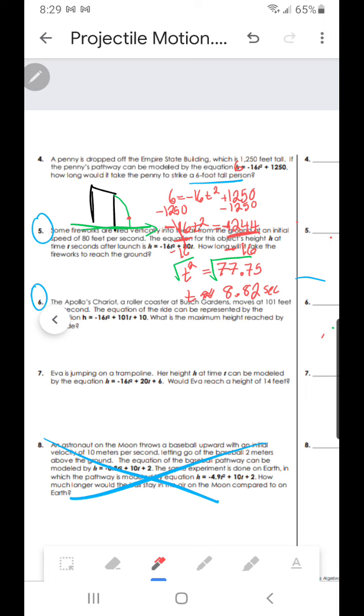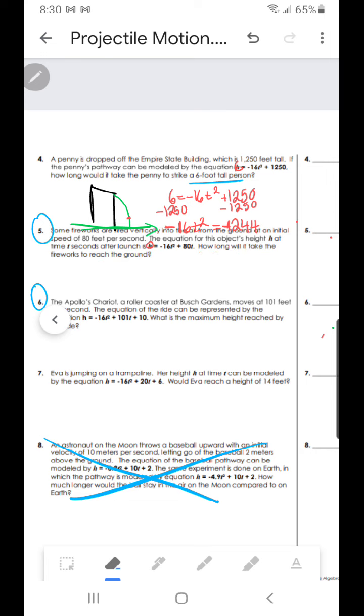Okay, I'm going to leave 5 and 6 for you. Now 5, be careful. You have to read exactly what it says. 5 says, how long does it take for the firework to reach the ground? So that means you're going to be finding the solution. So set it equal to 0, factor, and then you can solve by setting each of your factors equal to 0. And then on number 6, they want to know what the maximum height is. So when you're finding the maximum height, you're finding the y-coordinate of the vertex.